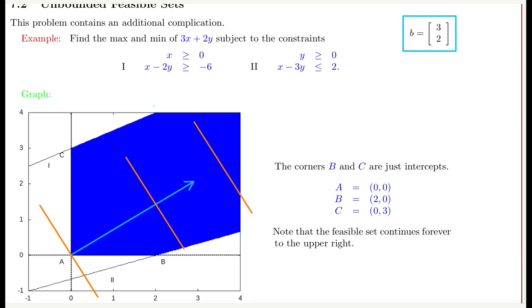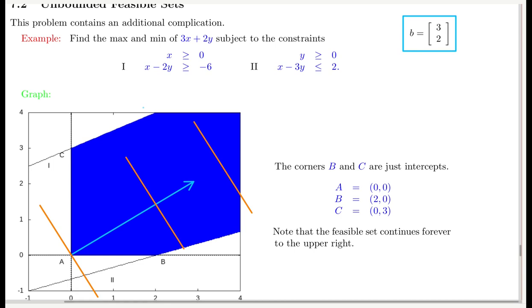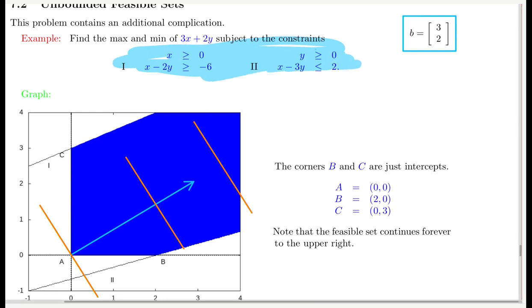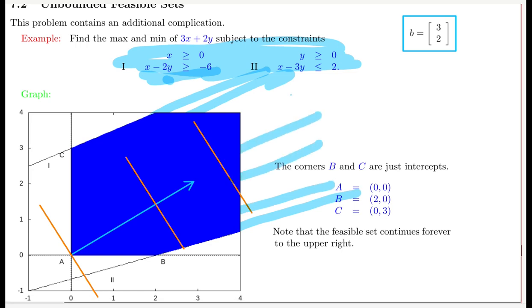Here's a feasible set down here. And by the way, here are the constraints up here. We have the natural constraints, and we also have two other constraints: x minus 2y is greater than or equal to negative 6, and x minus 3y is less than or equal to negative 2. I've graphed it down here, and of course I can only graph a finite amount of it, but this one actually goes on forever to the upper right. So this is an unbounded feasible set. It goes on forever in one direction.